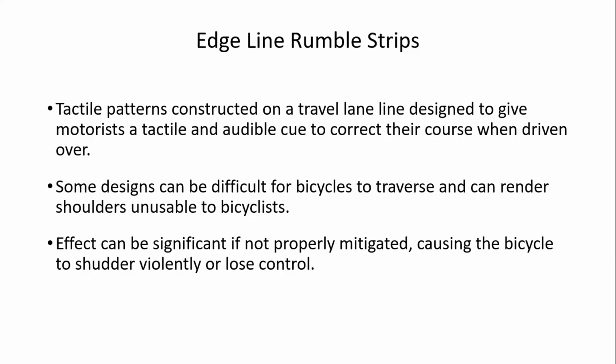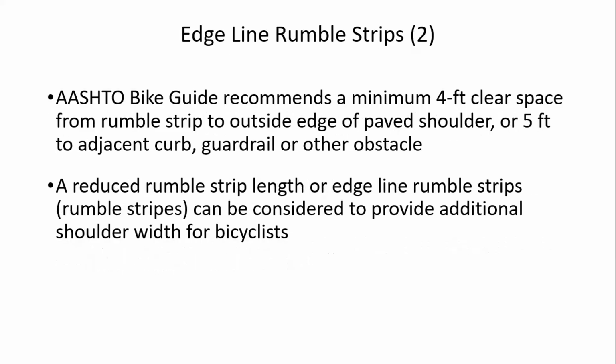So there's been a lot of discussion and research over the years on the issue of edgeline rumble strips, which from a motor vehicle roadway departure safety standpoint have been demonstrated to be a cost-effective safety measure. But the point is we also need to be alert to their effect on bicycles. The AASHTO Bike Guide recommends a minimum 4-foot clear space from the rumble strip to the outside edge of the paved shoulder, or again 5 feet if it's adjacent to a curb or a guardrail or some other obstacle.